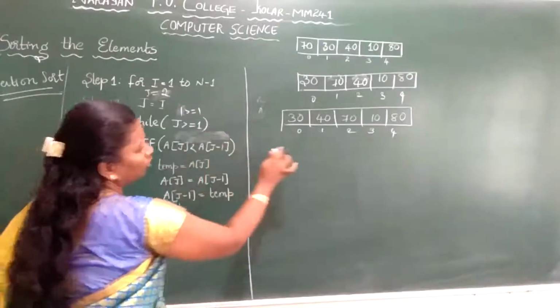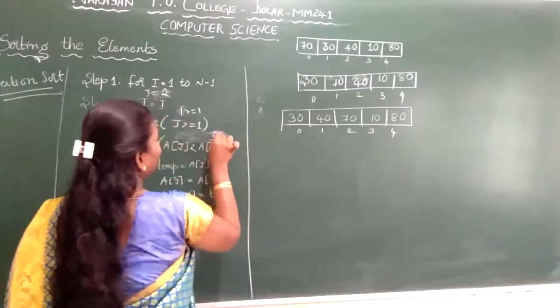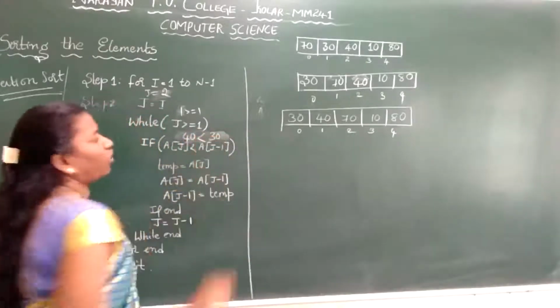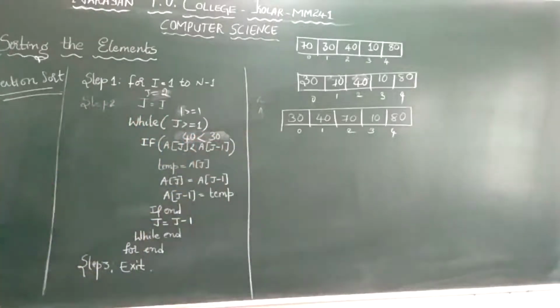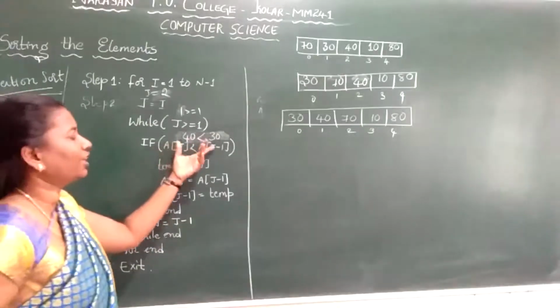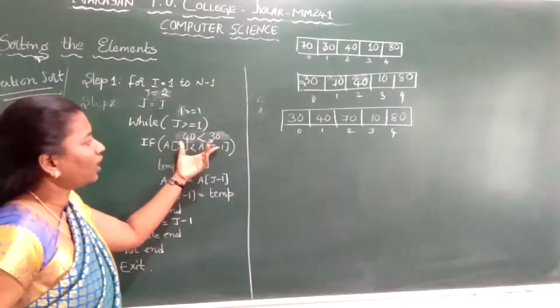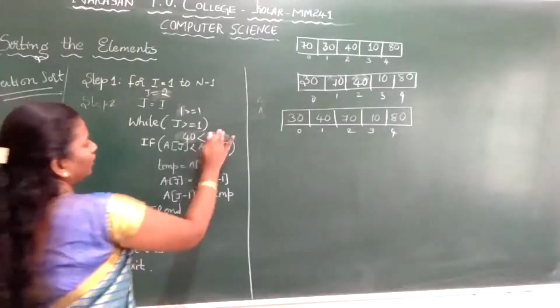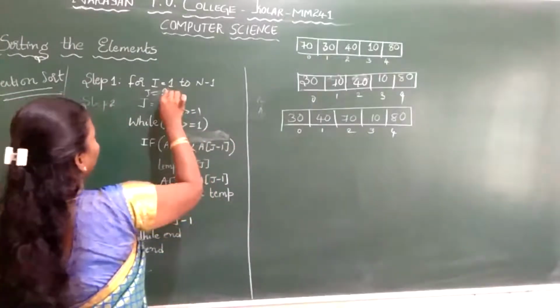1 minus 1 is 0. In A of 0 we have 30. What is A of j? A of 1 is 40. Is 40 less than 30? No, the condition fails. 40 is not less than 30. The condition fails, so we come out of the while loop. Again the i value gets incremented. i value gets incremented to 3.